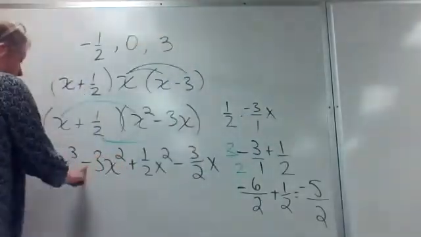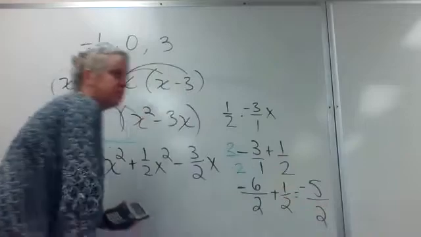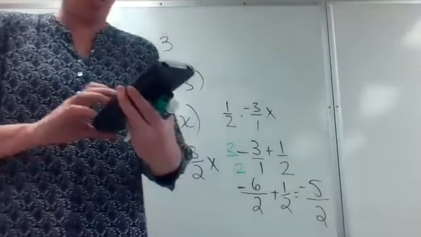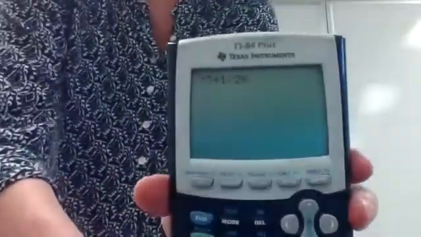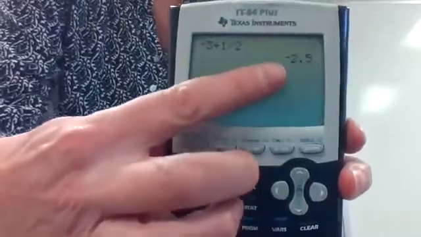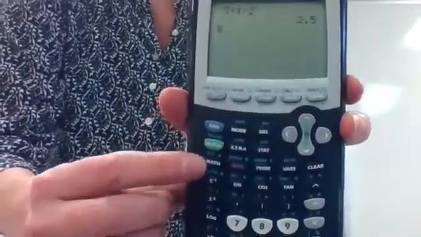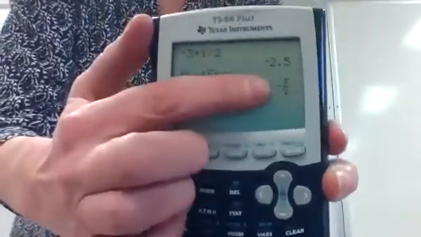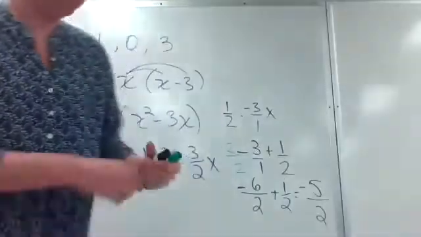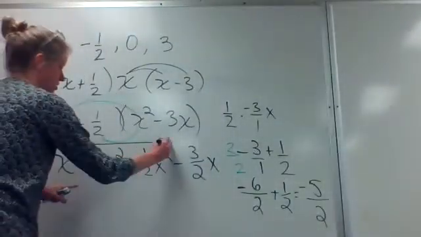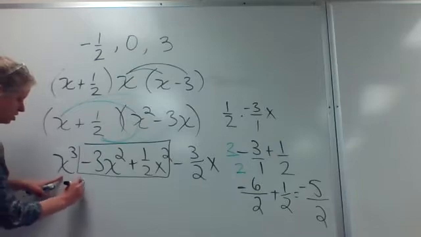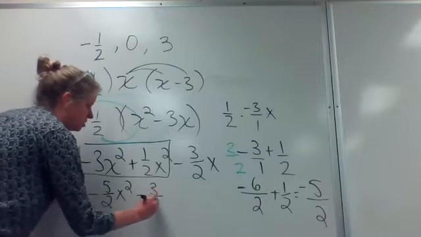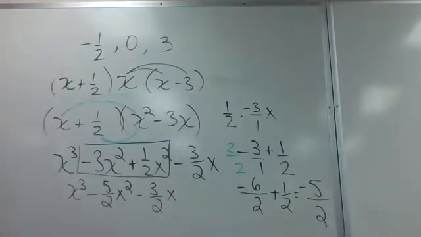So if I'm combining like terms and I don't want to go through getting the common denominator and everything, in your calculator just put -3 plus 1/2. Enter. Again, it's always going to start off giving me a decimal. To turn that into a fraction, just hit your math, enter, enter. So there's your -5 halves. So that was putting those together. So I've got x cubed minus 5 halves x squared minus 3 halves x.